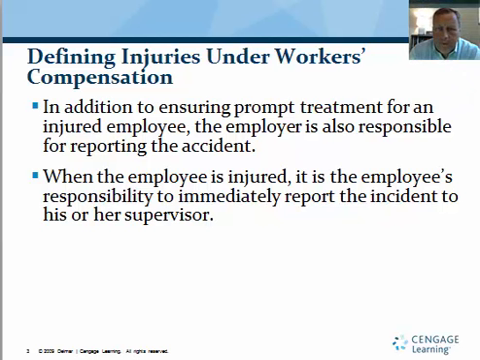As far as reporting goes, there's really two parts to it. First, the employee is required to promptly report the injury to the employer, and once done, the employer is required to promptly report and treat the injury.